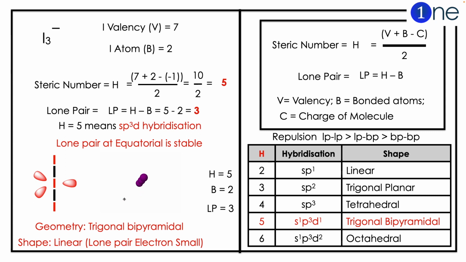The structure is trigonal bipyramidal with 3 lone pairs. Lone pairs are always stable at the equatorial position, so the 3 lone pairs are at the equatorial position. In the axial positions you have iodine. So the iodine atoms in a continuous line lead to a linear structure. So the shape of I3 minus is linear. Hybridization is sp3d.